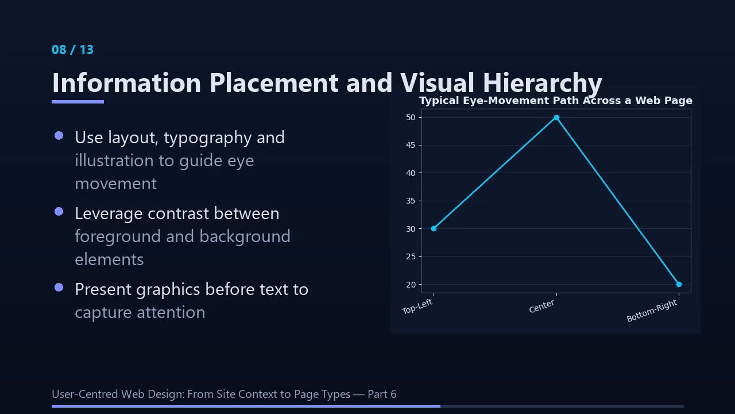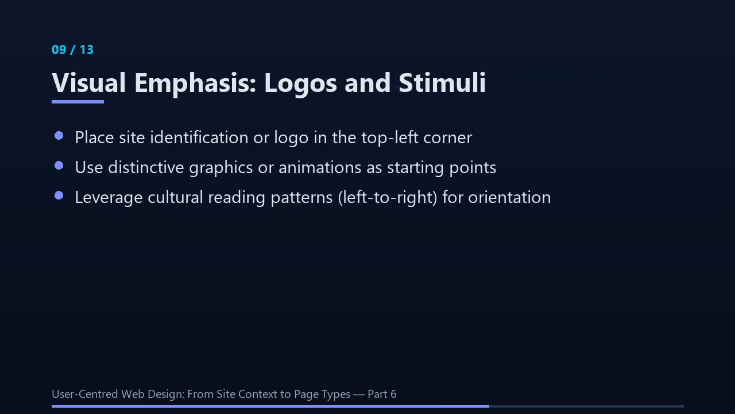Designers can test these patterns with eye tracking studies to confirm that the intended visual path aligns with actual user behavior. One of the most reliable ways to give users a starting point is to place the site's logo or identification in the top left corner, a convention reinforced by countless websites such as Amazon and Macromedia. This position aligns with the natural left-to-right scanning pattern of Western readers, ensuring that the brand is seen first.